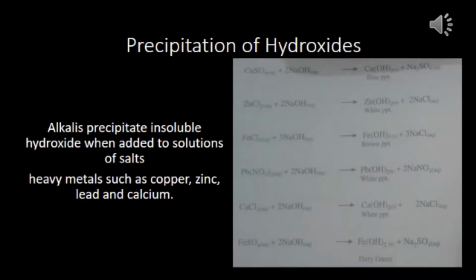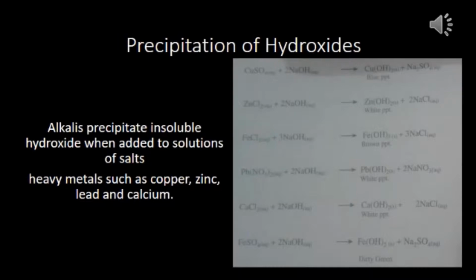between different colors. As you can see in the examples below, when copper sulfate reacts with sodium hydroxide, it will produce a blue precipitate. When zinc chloride reacts with sodium hydroxide, they will produce a white precipitate. Similarly, when iron chloride reacts with sodium hydroxide, it will produce a brown precipitate.